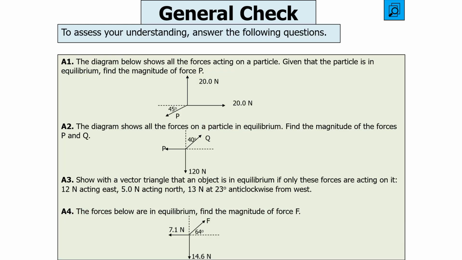In our next question, the first one says the diagram below shows all the forces acting on a particle. Given that the particle is in equilibrium, find the magnitude of force P.